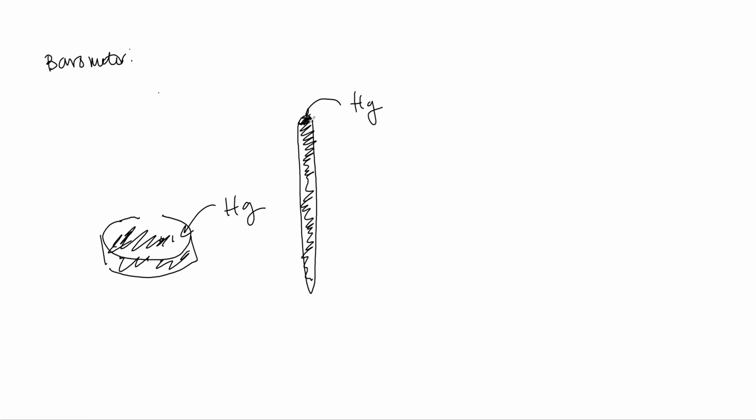And what you do next is you move this, and inside of this dish, you now invert this column of mercury. And what you're going to observe here, guys, is that this mercury will now flow down a little bit, and will stop at a certain point. This is the mercury meniscus here, okay?